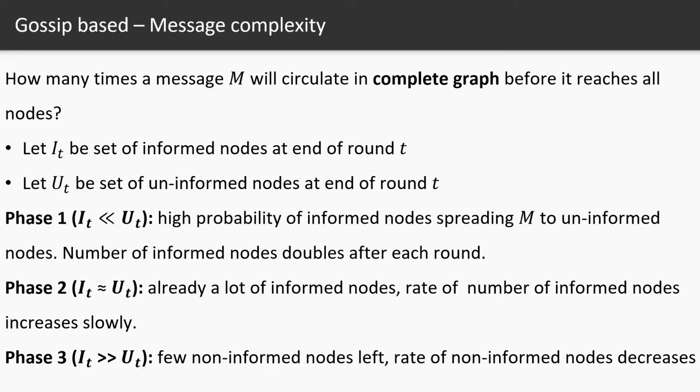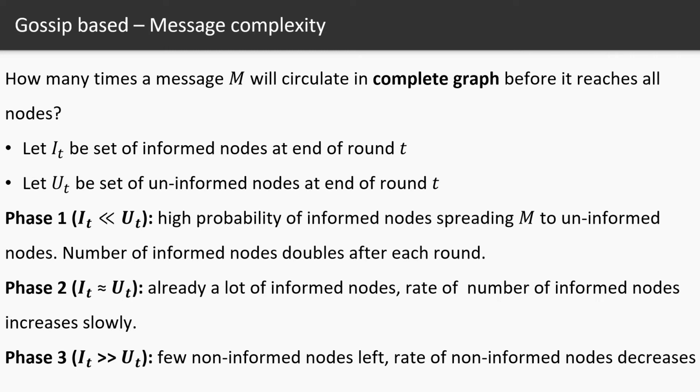So let I_t be the set of informed nodes at the end of round t, and let U_t be the set of uninformed nodes at the end of round t. To understand this execution, we will split it up into three phases. In the first one, the informed nodes are very few compared to the uninformed nodes. In this case, we have a high probability of informed nodes spreading message M to uninformed nodes. So the number of informed nodes doubles after each round.